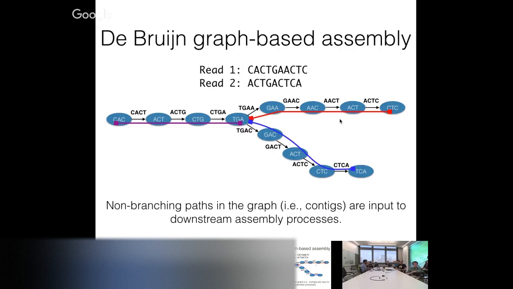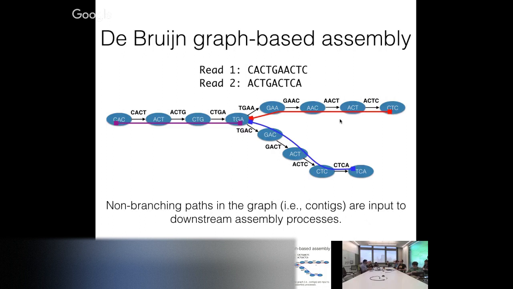And what you do is that all non-branching paths in the graph, they are also called contigs, and you output those, and then they are used in downstream applications to actually glue them together to build the final genome. In this talk, I'm not going to go into the details of how they glue these together, because they use different kinds of algorithms, and they have some heuristics as well to glue these together to find the final genome.